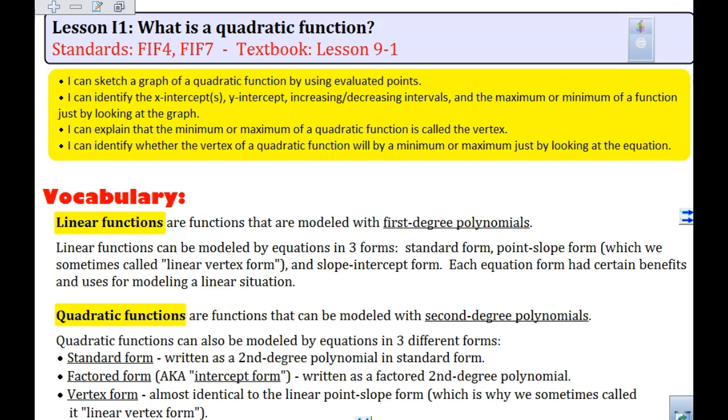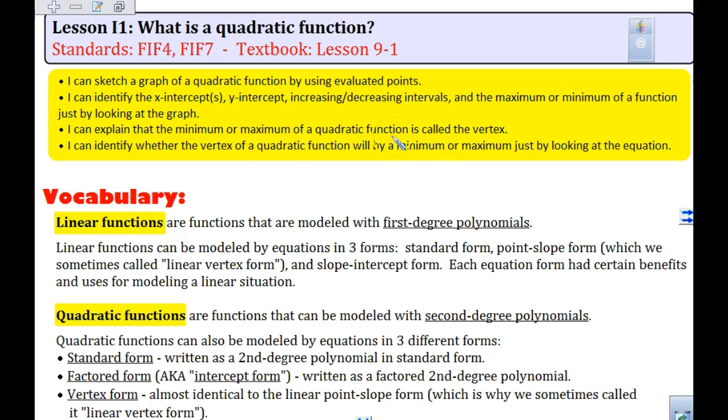So what we are looking at today, on the top, the I can statement. So I can sketch a quadratic graph. We're going to start that today. Identify x and y intercepts. X-intercept is when it crosses the what? X-axis, right? That horizontal line. Y-intercept is where it's on the y-axis. Points on the y-intercept are always 0 with a y value. Points on the x-intercept are always a number, like 7, and then a 0 for the y-coordinate.